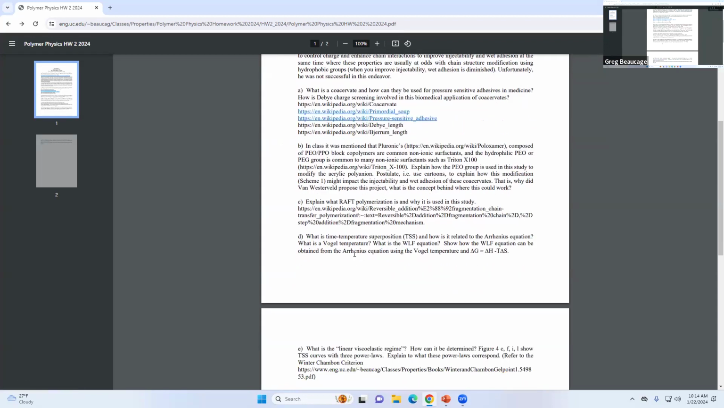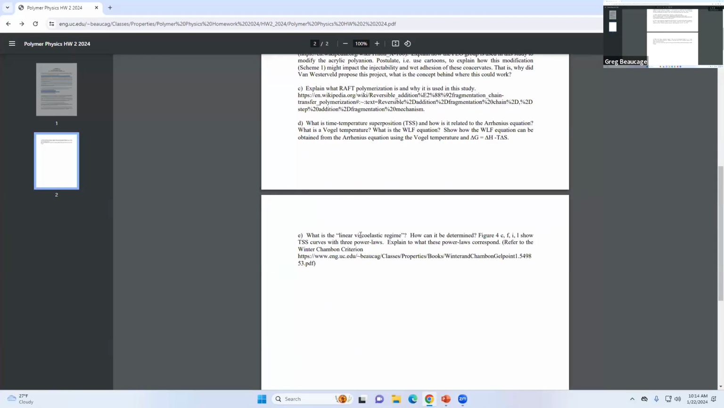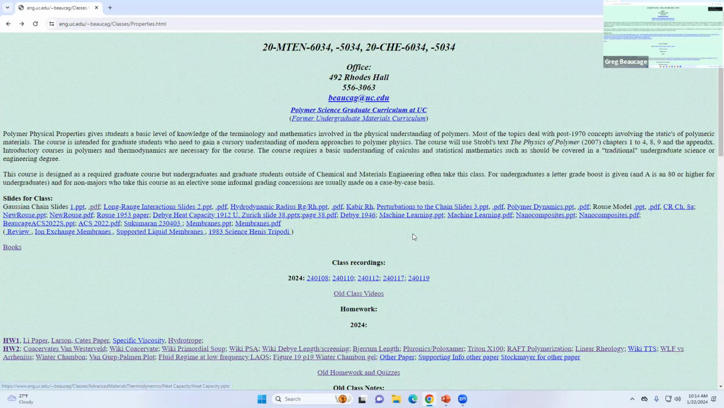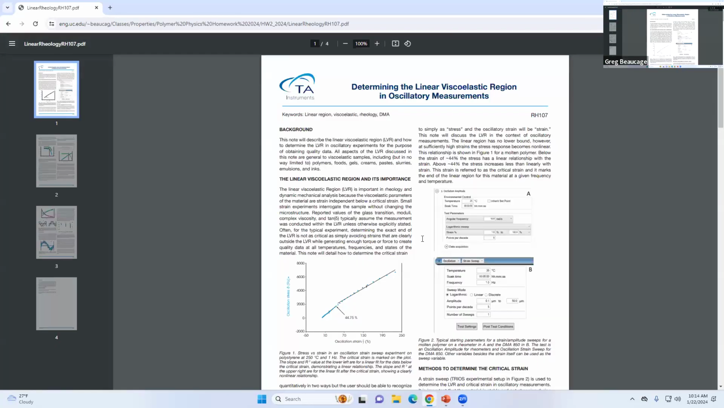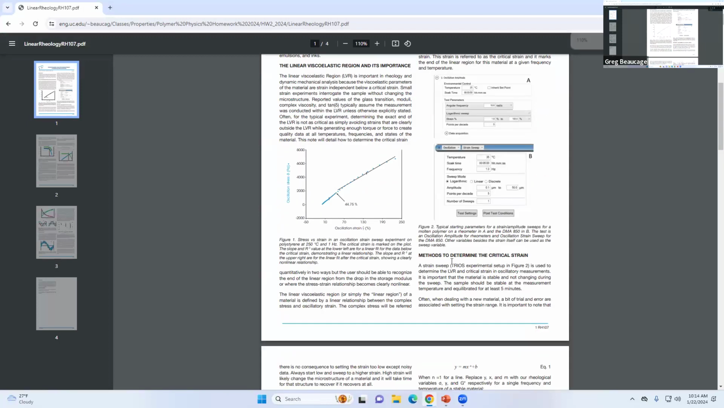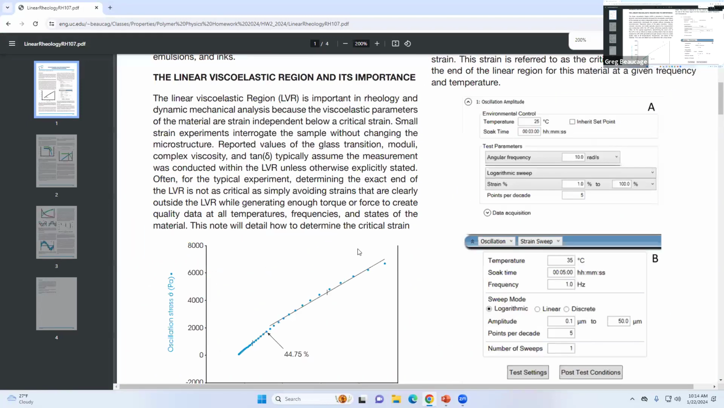All right. Actually, I never went through this linear viscoelastic question, but basically that's described in this, I put a bunch of links here. So it just says linear rheology, and it kind of talks about, this is from a viscometer company.